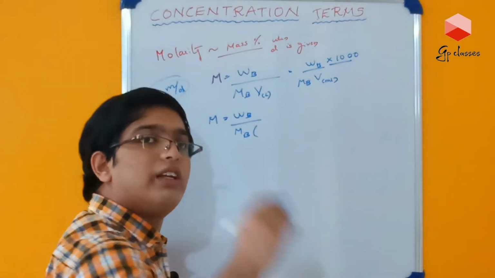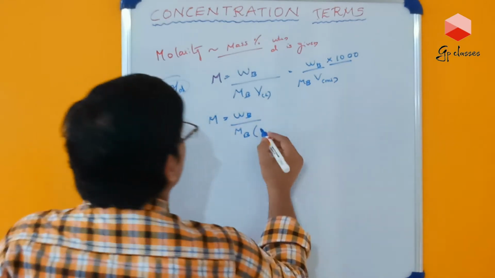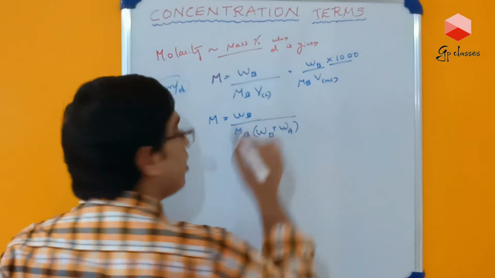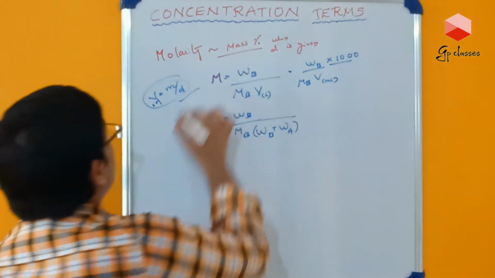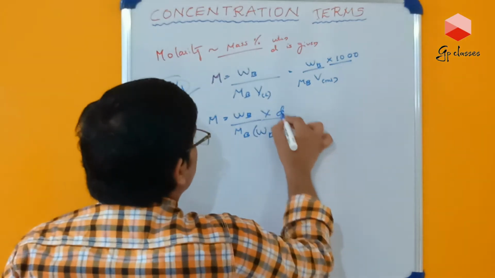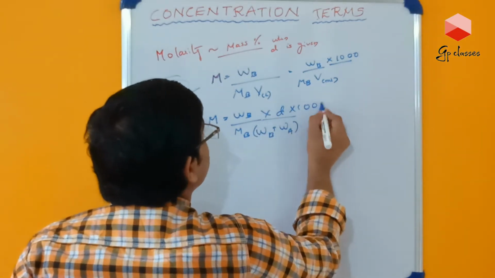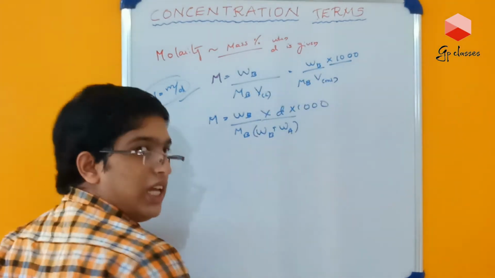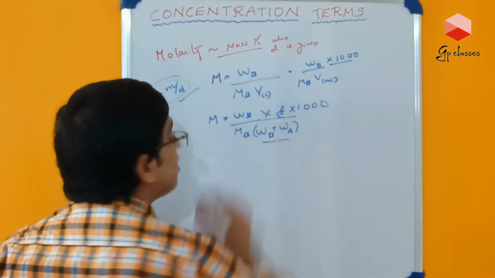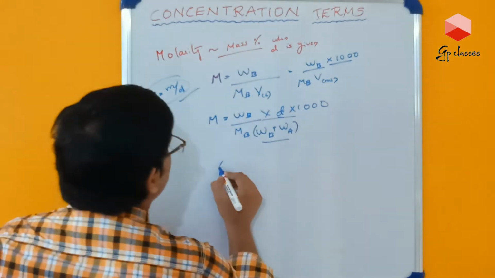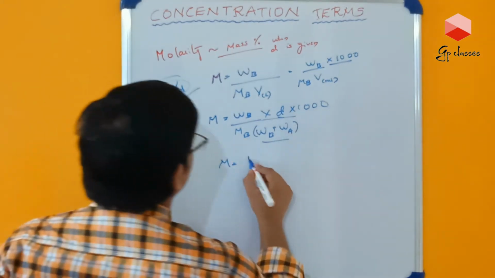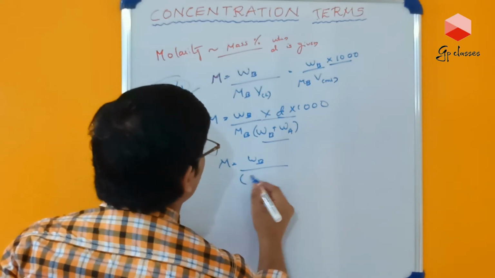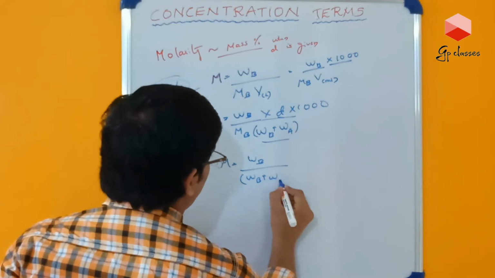So the net mass, how can I write it? WB plus WA, the weight of solute plus the weight of solvent, that is the net weight. And the density comes into the numerator: density of solution into 1000. I am substituting volume as mass by density, where mass is the net mass and density is the density of the solution. Now I can write molarity is equal to WB divided by MB, WB divided by WB plus WA.